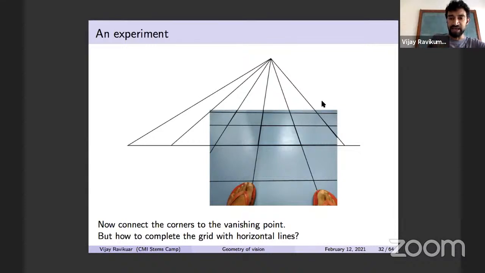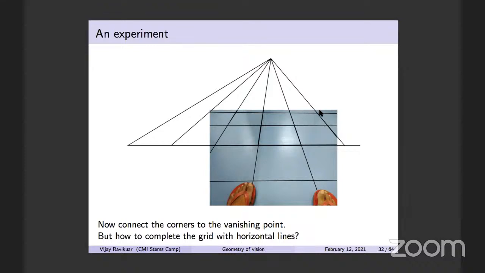I mean, it can't be arbitrary. So does anybody have an idea where we could place the next horizontal line? Sir, will the distances between the horizontal lines be in a geometric progression?